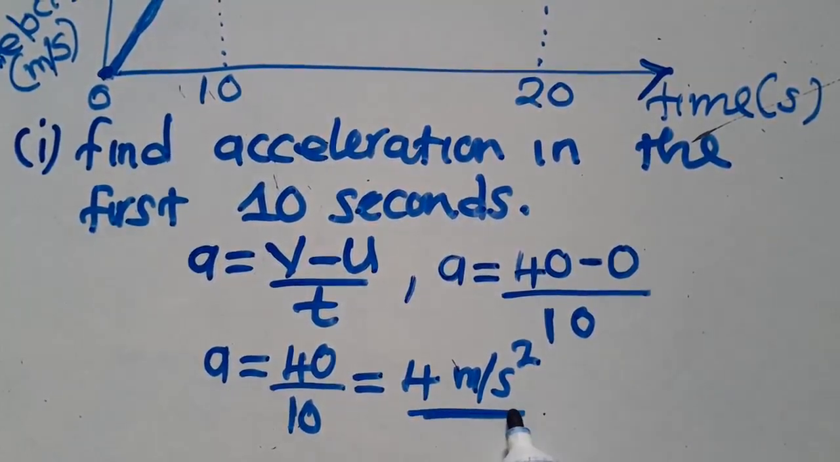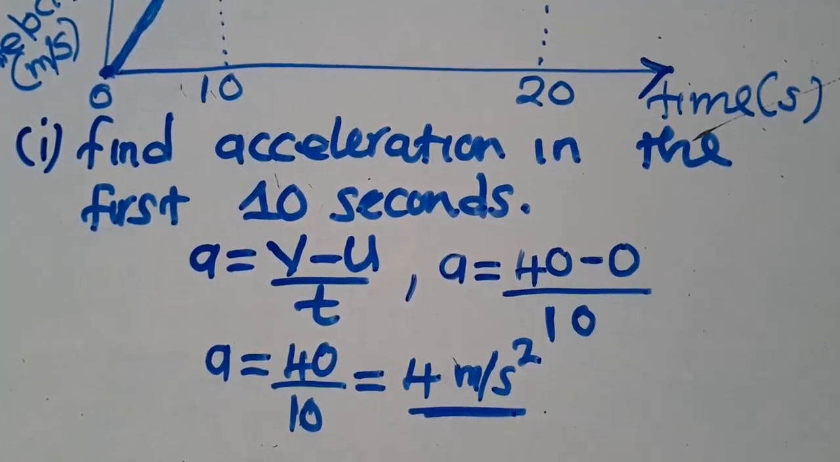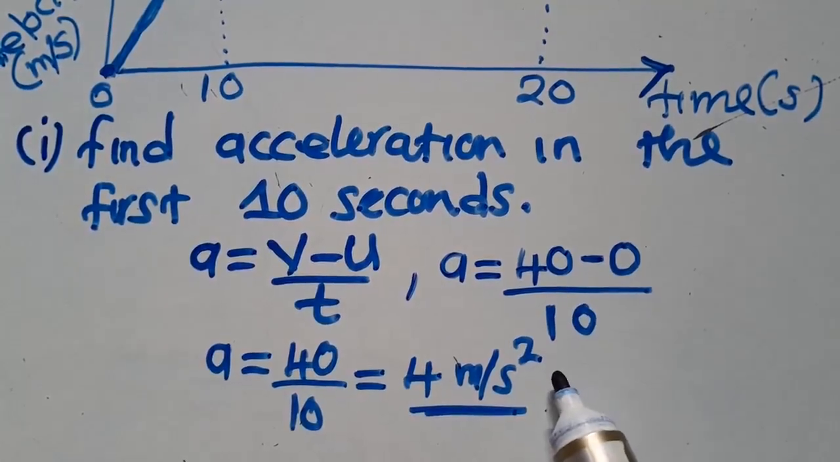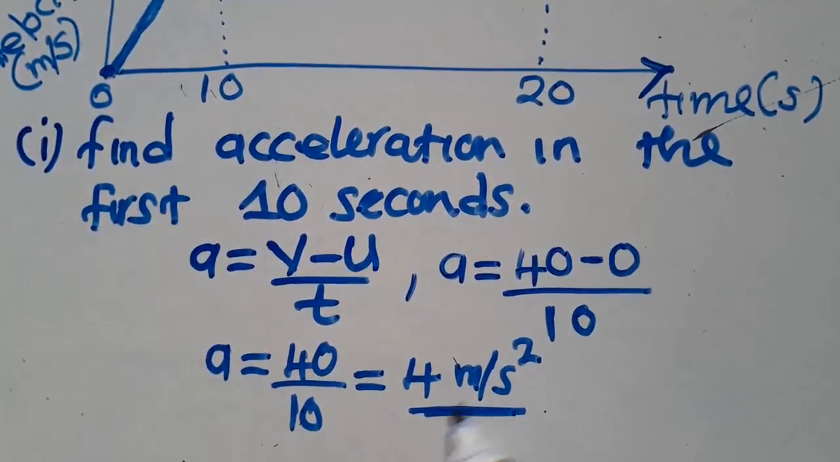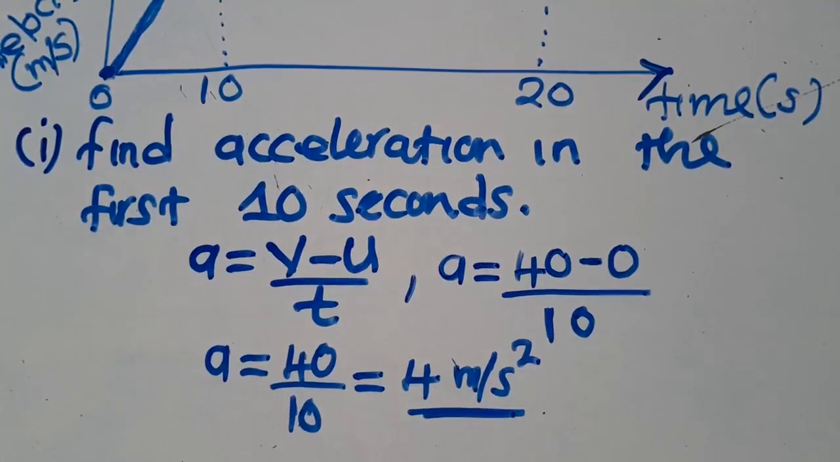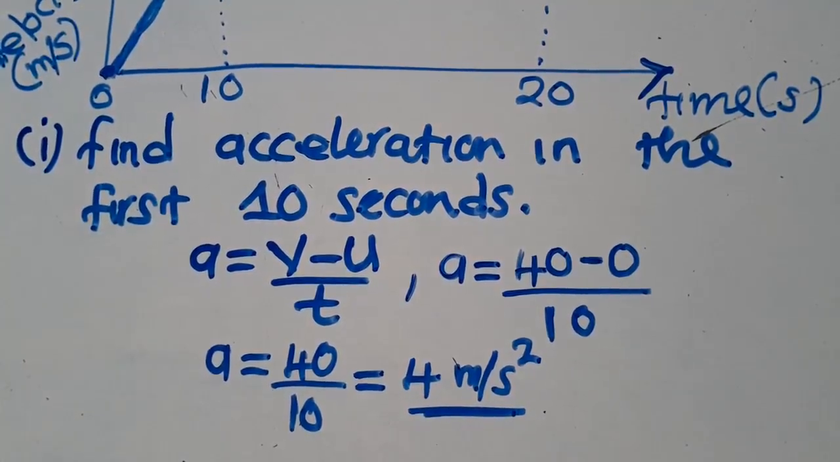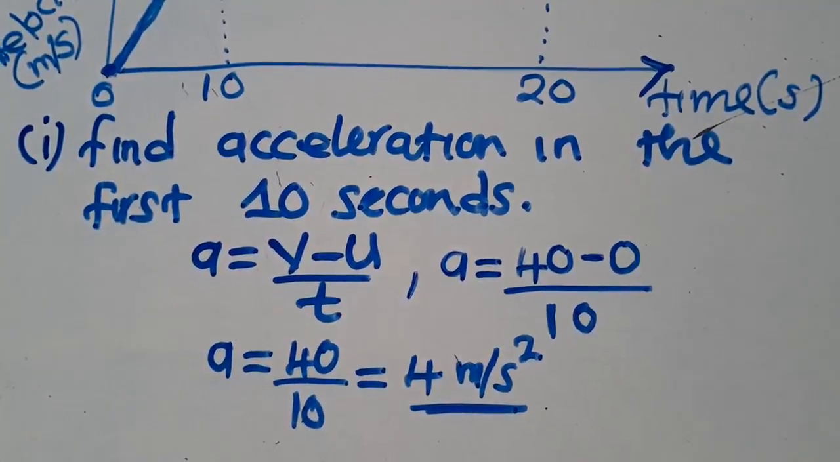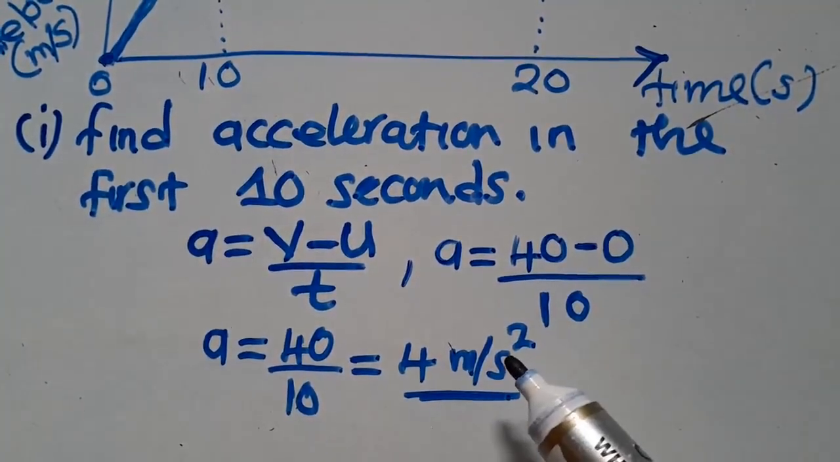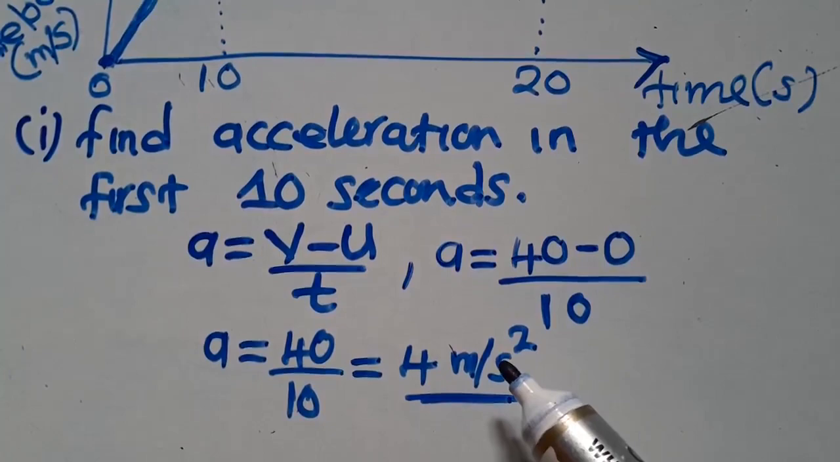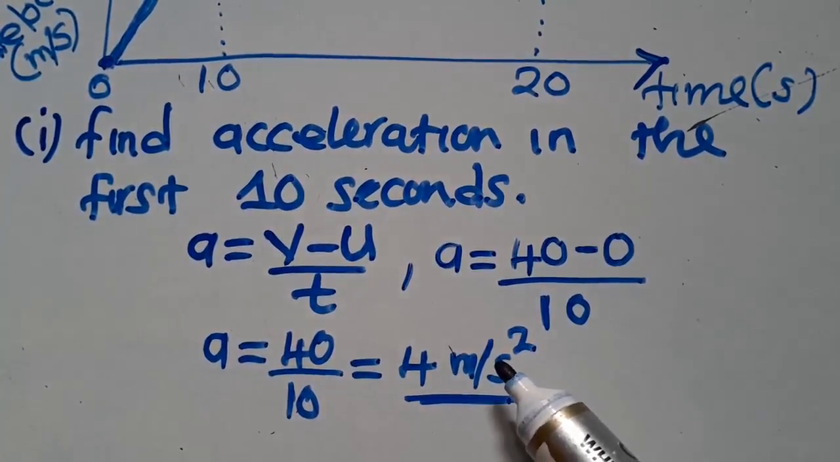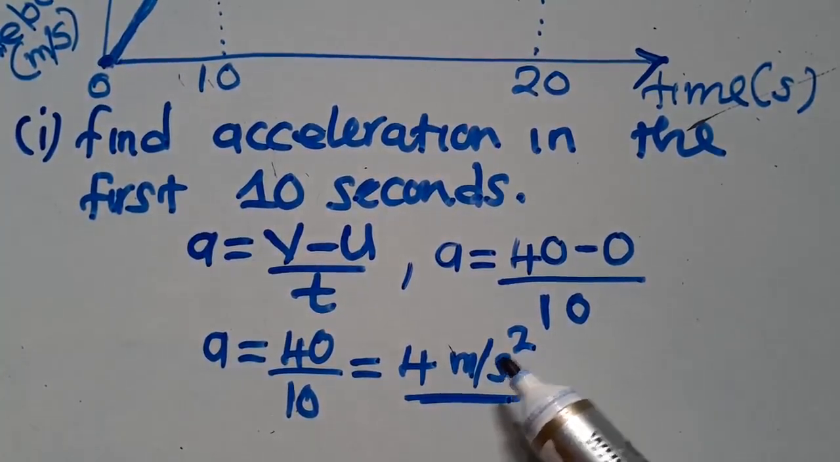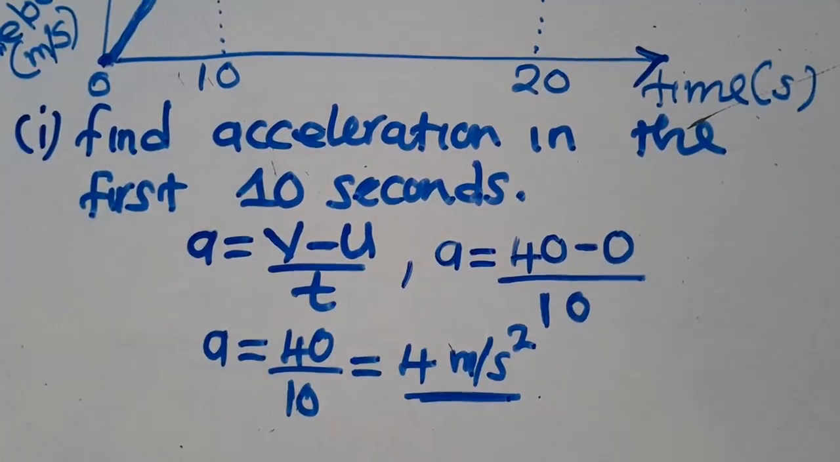This is the answer. In my first lesson, I told you that you need to make sure that acceleration has a square there, meters per second squared. You are not supposed to forget the squared there. Make sure you indicate the square. Once you forget this square, automatically everything becomes wrong. So I want you to get this. I want you to understand each and everything that I'm doing here.